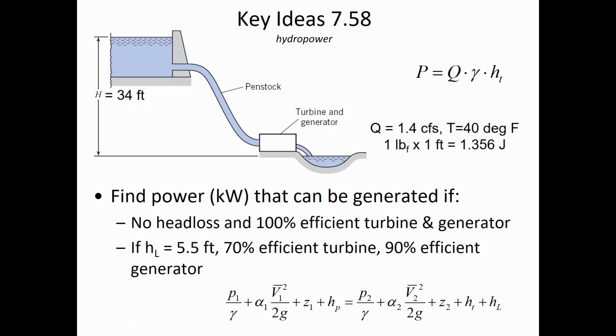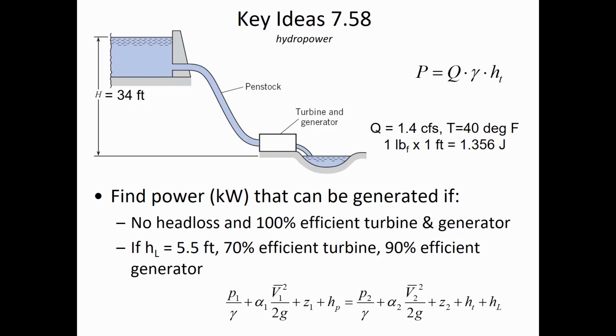Now the overall efficiency factor is the product of the two components. So it's going to be the efficiency factor of the turbine multiplied by the efficiency factor of the generator. So here they're saying it's 70% for the turbine, 90% for the generator. You multiply them together and you'll find the overall efficiency factor.